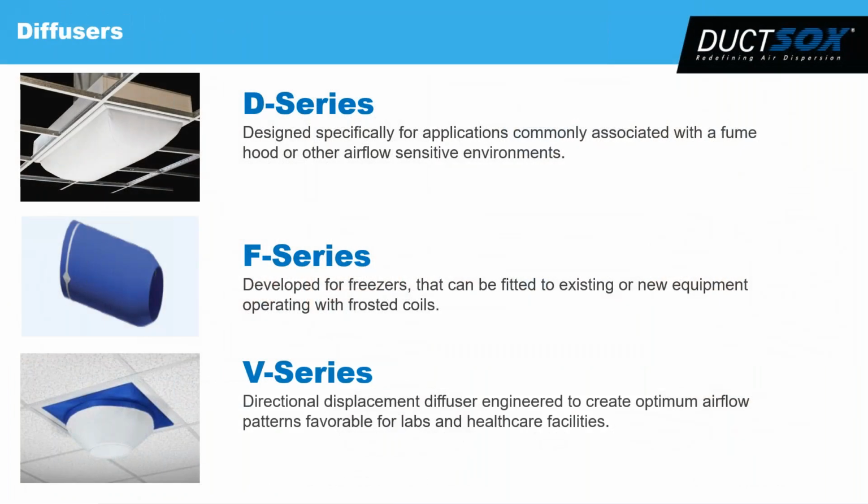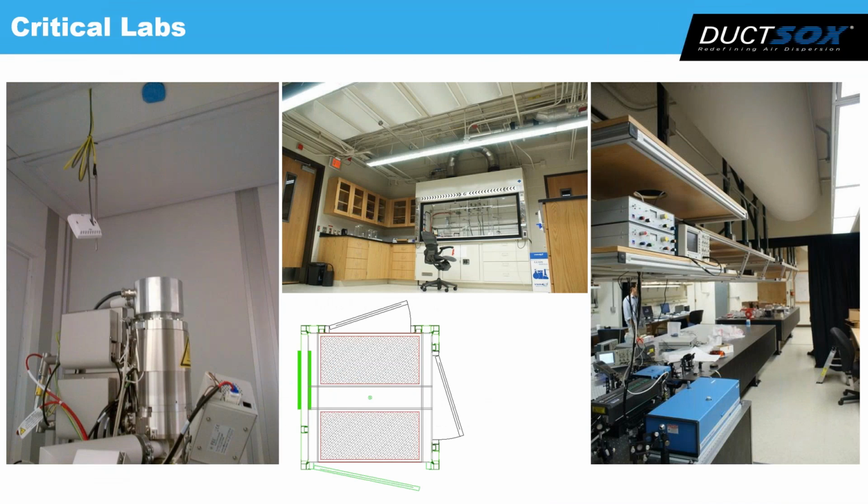The D series, F series, B series. So we can get very creative, lots of different options that they've developed over the years for different applications. That D series is mostly for those sensitive, critical applications that we've seen in the past. This is an example of those D series. You can see them up here in that middle picture.